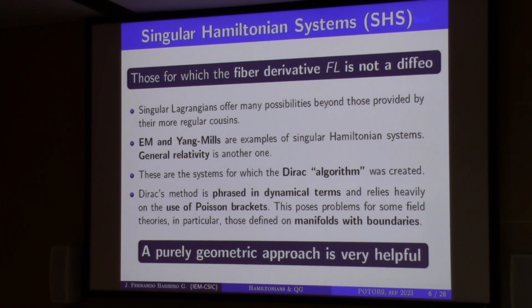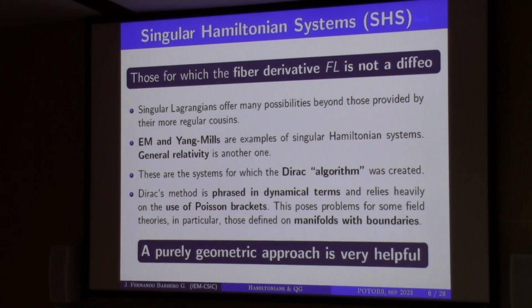Okay? These are in particular the type of systems for which the Dirac algorithm was created by him. And the point, as I have already said at the beginning of the talk in the introduction, is that the Dirac method is really phrased in dynamical terms and relies heavily on the use of Poisson brackets. Now, there are circumstances where this is not a problem, but in some other circumstances you have to be careful. And one of them, which is popular these days and very important and relevant from a physical point of view, is the formulation of field theories in manifolds with boundaries. And actually there were a couple of talks yesterday where people have discussed precisely such types of systems.